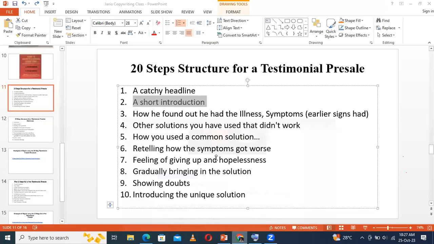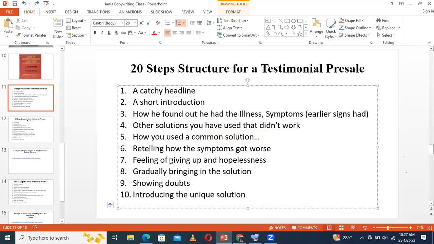That's the short introduction. Then number 3, how we found out he had the illness, symptoms and earlier signs he had. Most times, this part is always the longest part of your copy. This number 3 part that I'm highlighting is always the longest part of your copy. So now let's check it and let's go on.